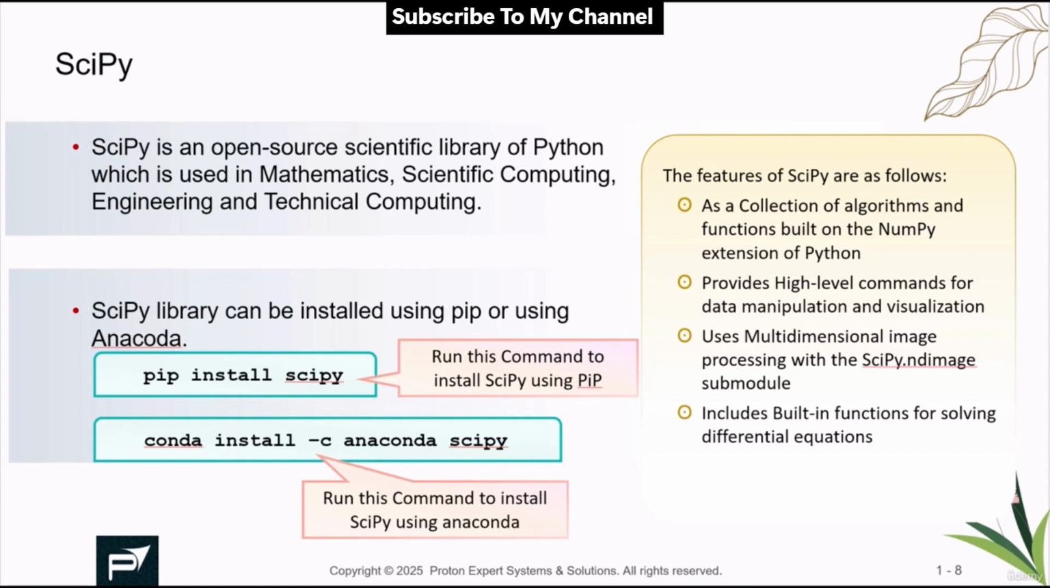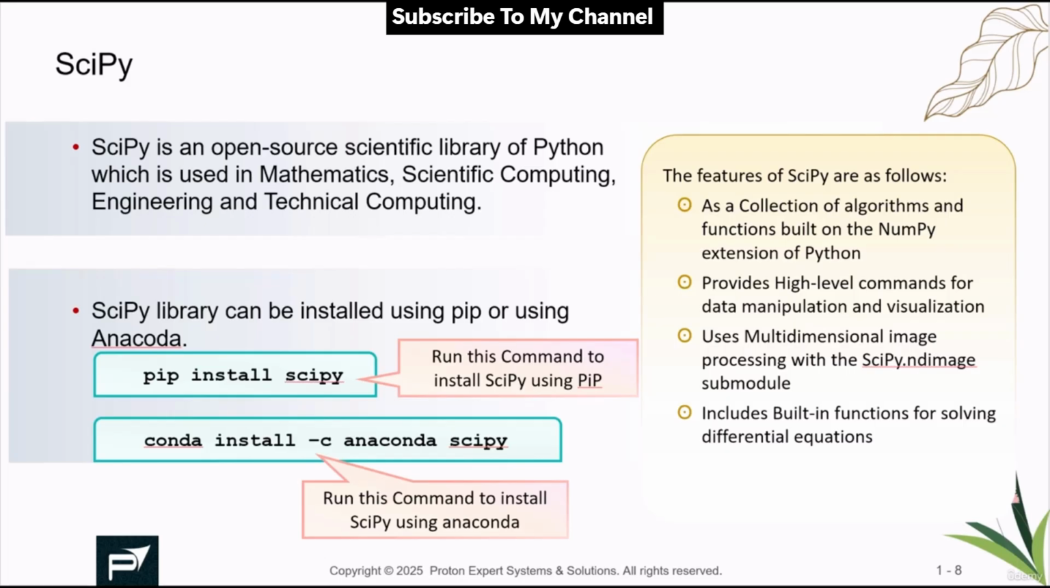The command to install SciPy using pip is pip install scipy, and the command to install SciPy using Anaconda is conda install -c anaconda scipy. The features of SciPy are: a collection of algorithms and functions built on the NumPy extension of Python. It provides high-level commands for data manipulation and visualization. It uses multidimensional image processing with the scipy.ndimage submodule. It includes built-in functions for solving differential equations.